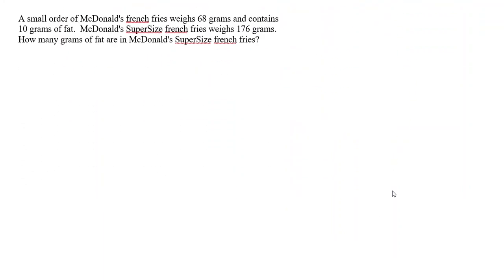Okay, a small order of McDonald's French fries weighs 68 grams. So let's see, there's 10 grams of fat. So the fries are 68 grams, and the fat in the fries is 10 grams. And so there's our comparison. That's case 1. We could say this is the small. So instead of calling it case 1, we can say this is small.